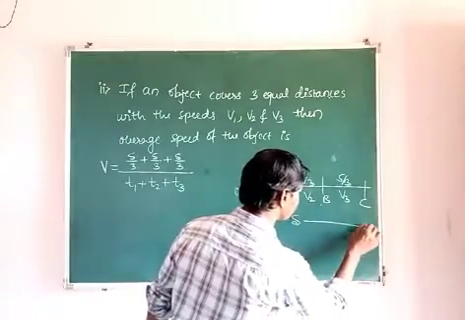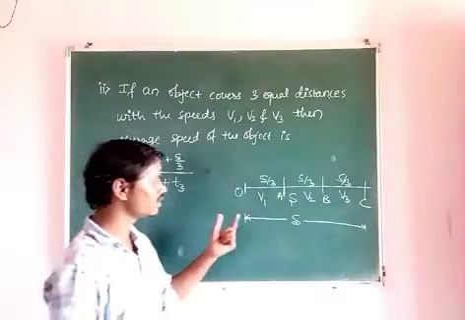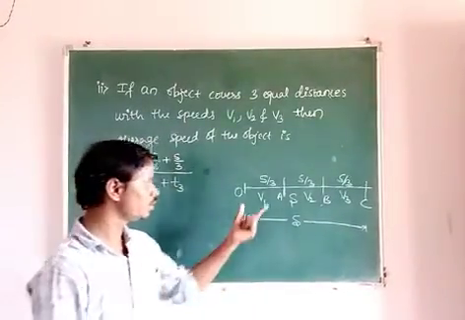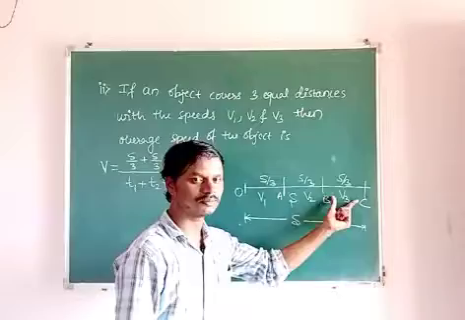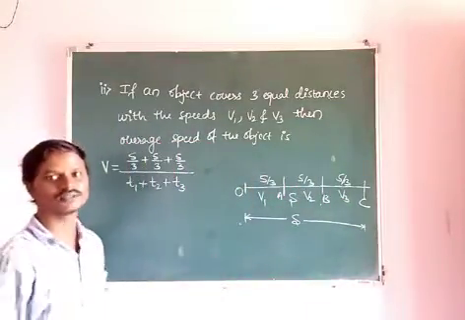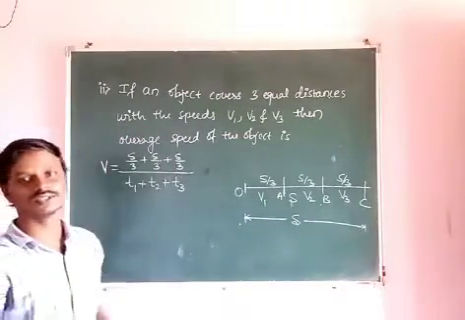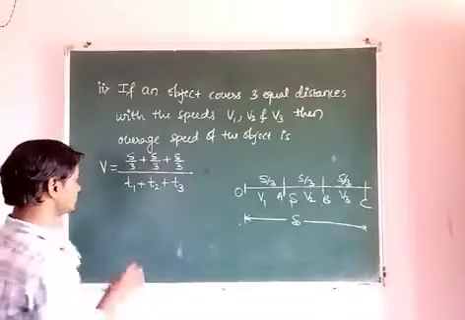I already said one example. If the total distance is 6 km and it is divided into three equal parts, 2 km, 2 km, 2 km, then 2 plus 2 is 4, plus 2 is 6. The total distance becomes 6 km. Then we are going to write the time in terms of speed and distance.